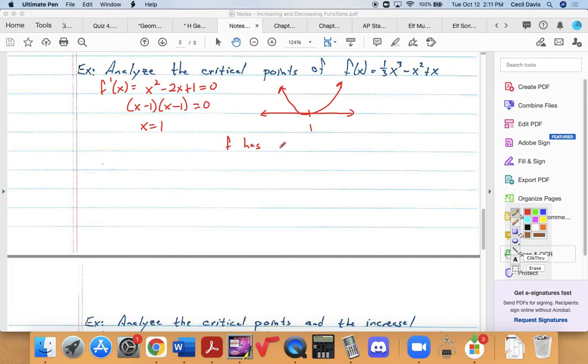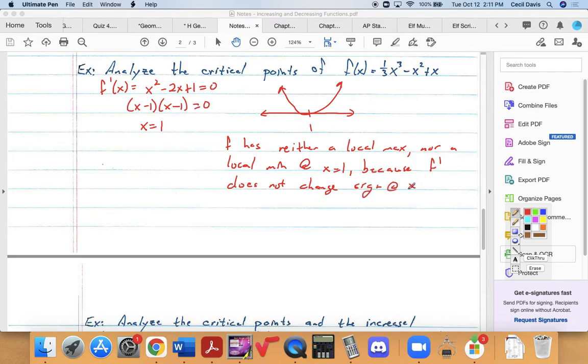f has neither a local maximum nor a local minimum at x equals 1. And I might as well finish it, give the justification, because f prime does not change sign at x equals 1.